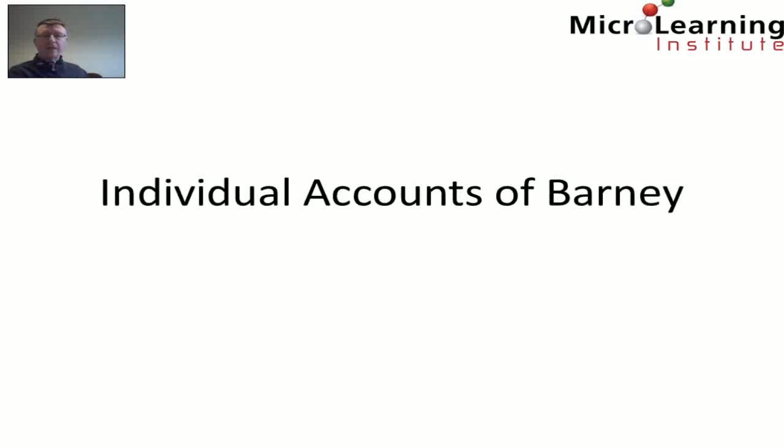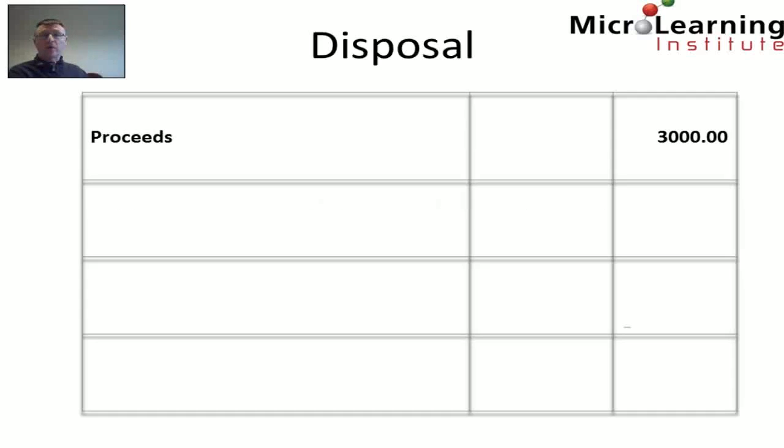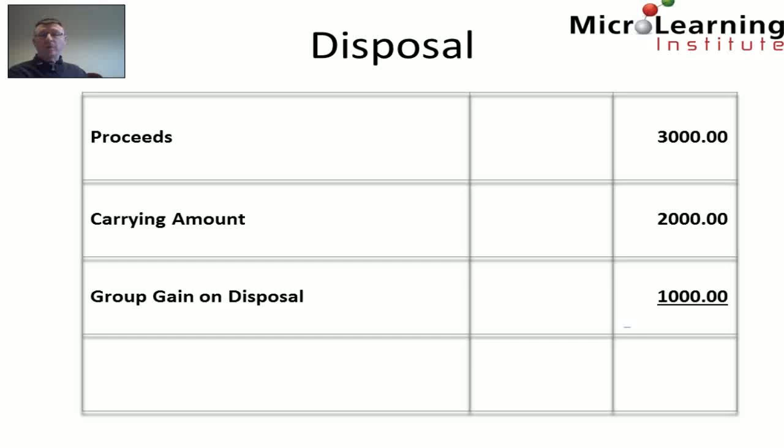So firstly, let's look at how we calculate the profit or loss on disposal in the individual accounts of Barney. So here we're told that the proceeds on disposal is $3,000. We're also told that the carrying amount, and the investment is being carried at cost, is $2,000. So very simply, the gain on disposal is $1,000. Additionally, we're told that tax is charged on this gain at 25%. So here we see that as an individual entity, Barney pays tax of $250.